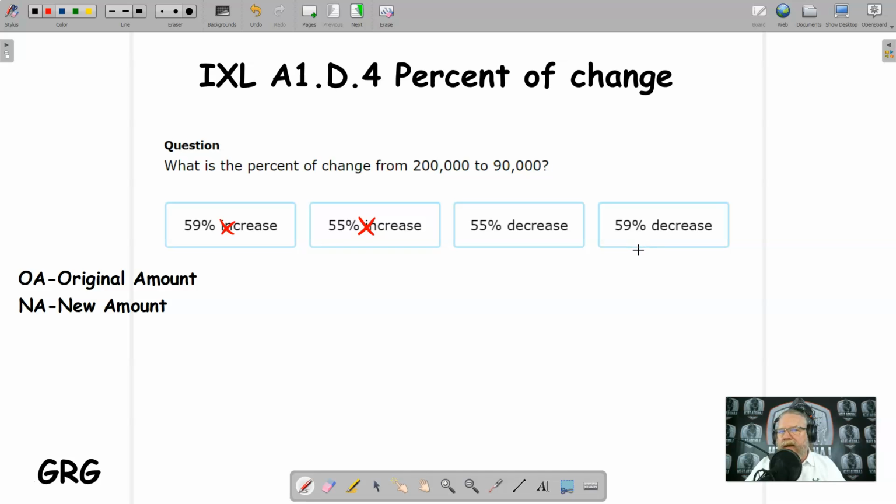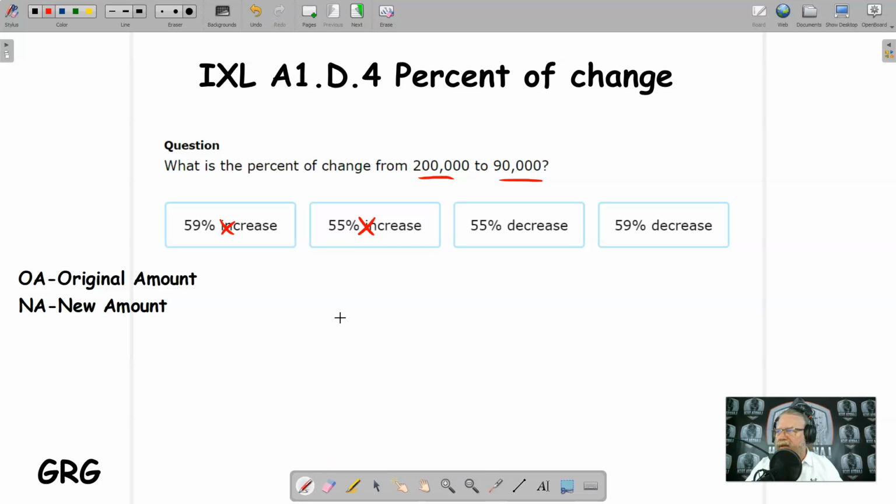Well, there is a formula for percent of change problems, and it has to do with original amounts and new amounts. So you have an original amount, such as 200,000, and then you have a new amount, which is 90,000. So you're starting with an original amount, and you're going to a new amount. I'm going to use the notation you'll see over here on the left where I have OA, the original amount, and NA, the new amount. So what is that formula?